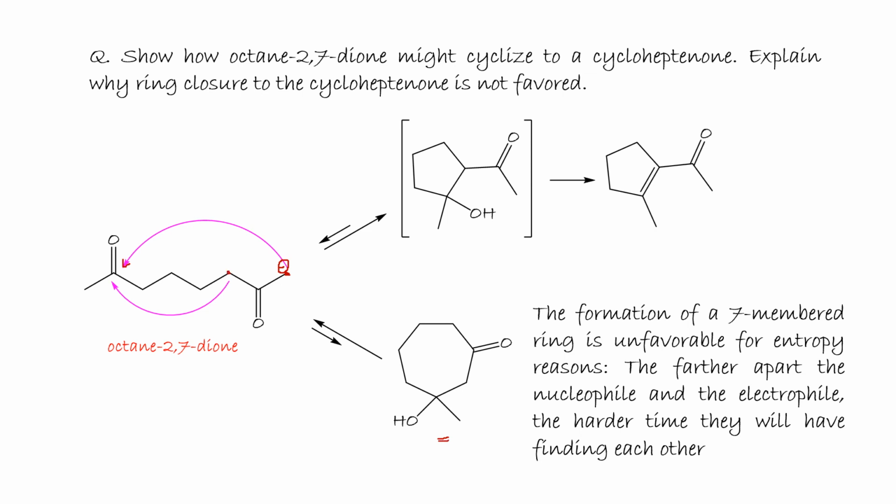On the other hand, if this one gets deprotonated and the carbanion attacks this carbon, that will be a 5-membered ring, which is more stable. The formation of the 7-membered ring is unfavored for entropy reasons. The further apart the nucleophile and the electrophile, the harder time they will have finding each other. For entropy reasons, this will not be formed, and this will be the major final product.